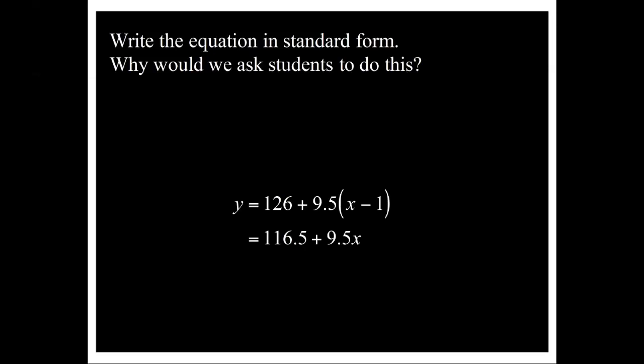The original form, the 126 plus 9.5 times (x minus 1), is beautiful. I mean, it speaks to us. You can see the 126. That's the length of the first floor. The 9.5 is how much it's going up by. You destroy that when you simplify it. It's gone. Now you've got 116.5. What is that?